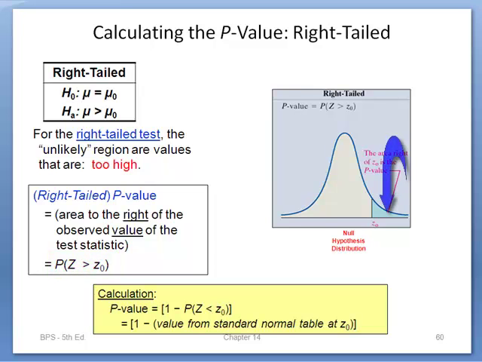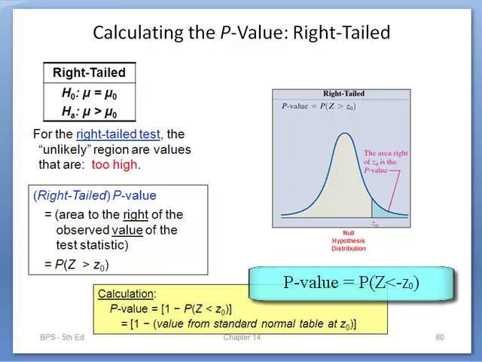So it's the area to the right of our z0. And we've learned how to do that in Chapter 3. So you could either use the complement rule or you could use symmetry of a normal distribution to find that probability. So to calculate the p-value, one way would be 1 minus the probability that z is less than z naught, or just find the probability that z is less than negative z naught. Either one will give you that p-value.